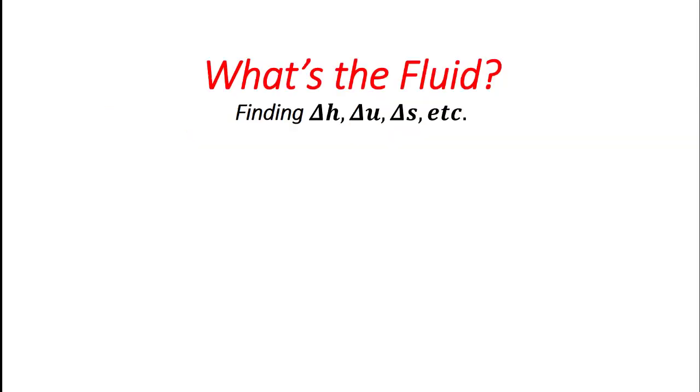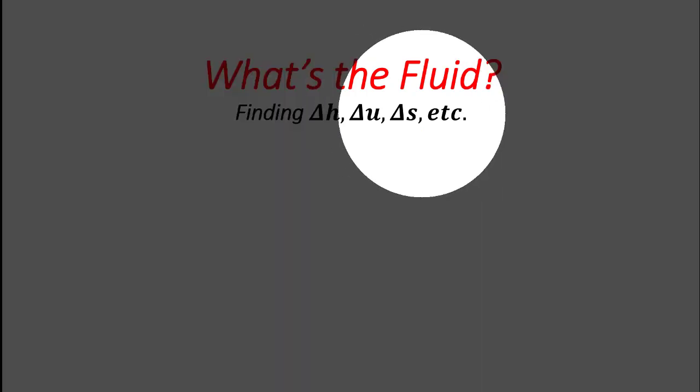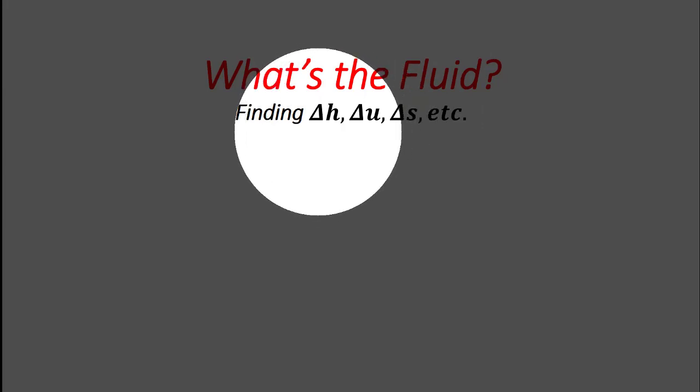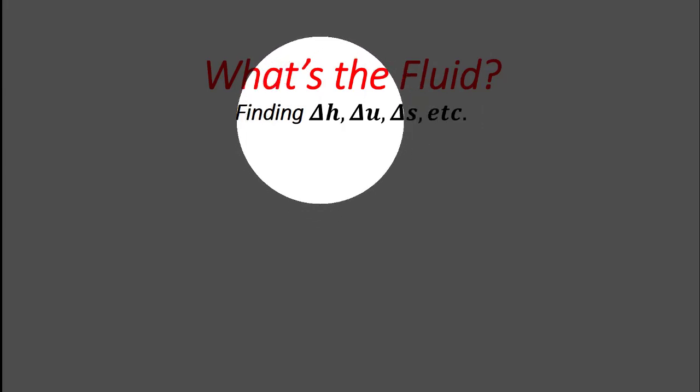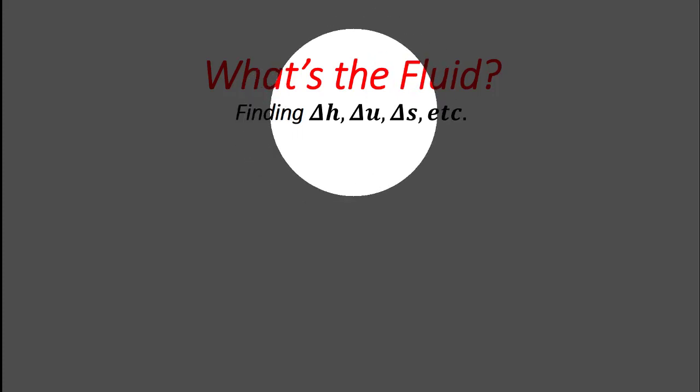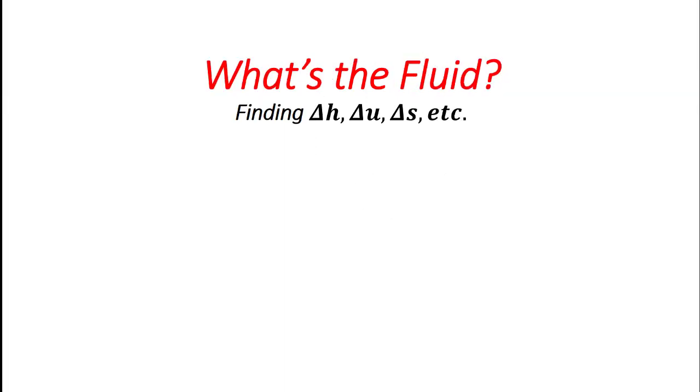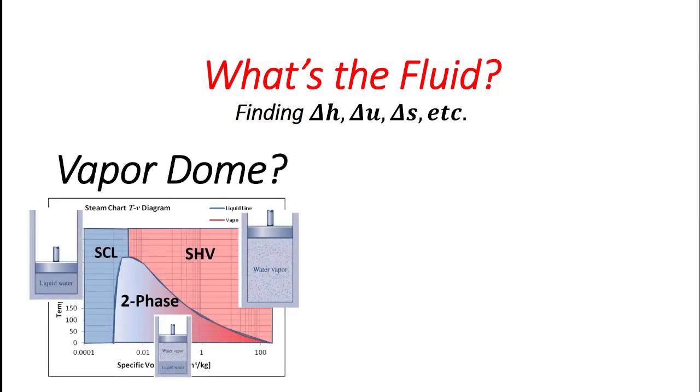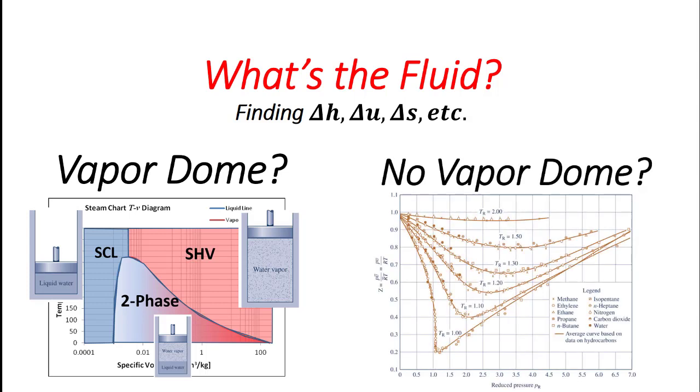Our last of our three questions is, what's the fluid? So this will come down to, when we get our symbolic solutions, we're actually going to have to find our delta H or our delta U or our delta S terms. And in order to do that, we need to know what the fluid is, right? So we need to know, is it a fluid that's going to go back and forth across a vapor dome, like we'd see in a Rankine cycle or a refrigeration cycle? Or is it something where we're going to work with an ideal gas, right?